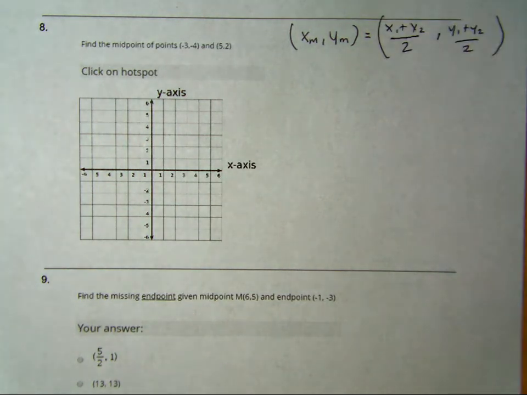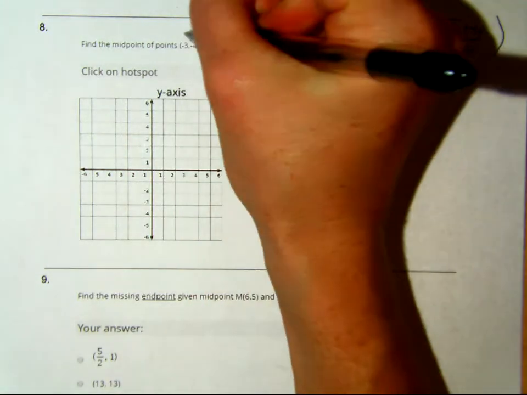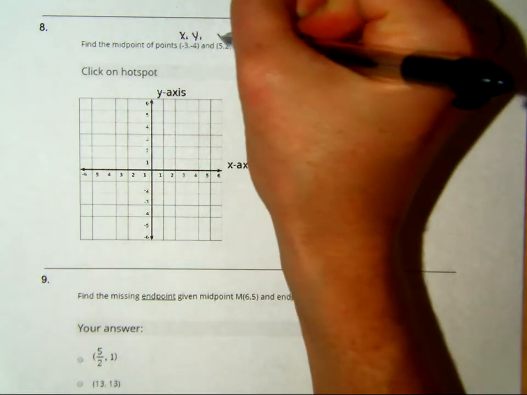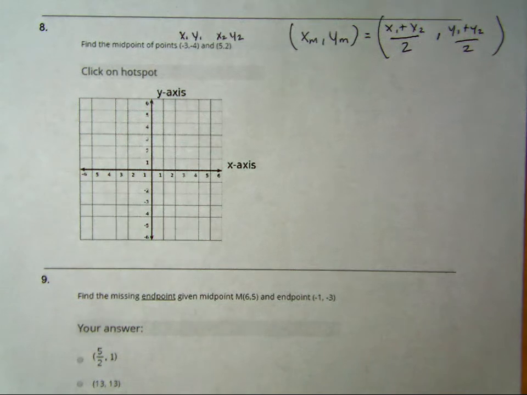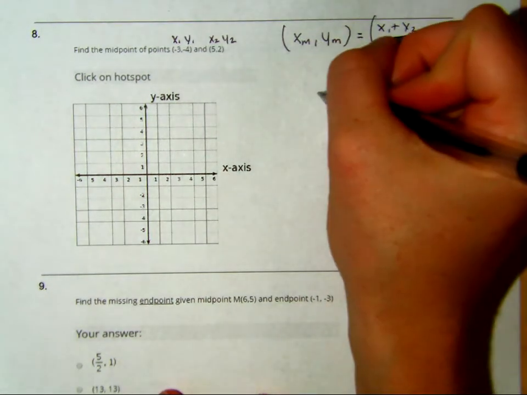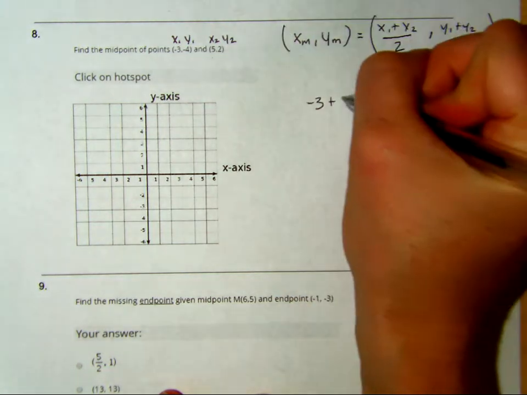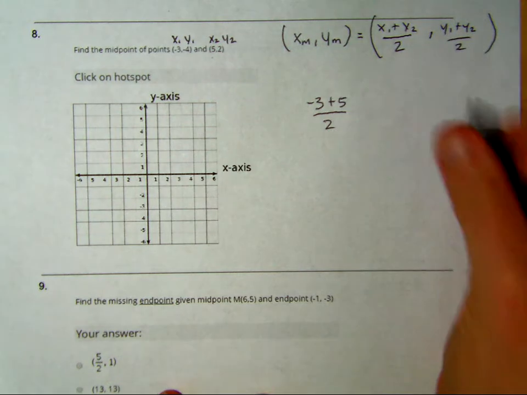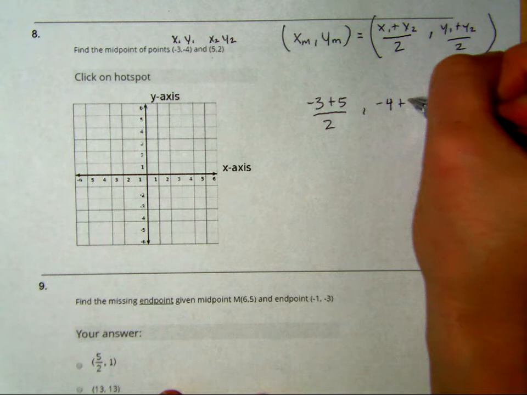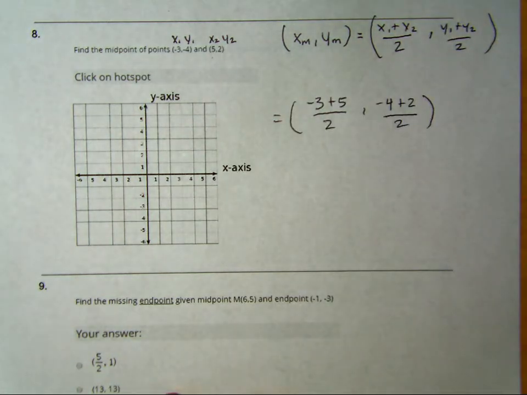Okay? So we can go ahead and say, well, this is going to be our point 1. So this is x1, y1. And then let's say that this is x2, y2. So we can just plug this into our equation. Okay, so x1 is -3 plus x2 is 5. We're going to divide that by 2, right? And then y1 is -4, y2 is 2, and we divide that by 2. Okay, so now we have it set up, we just have to solve.